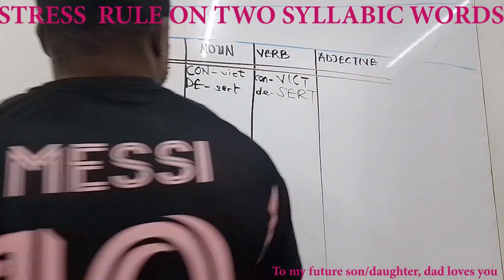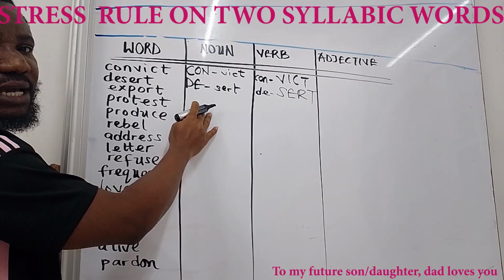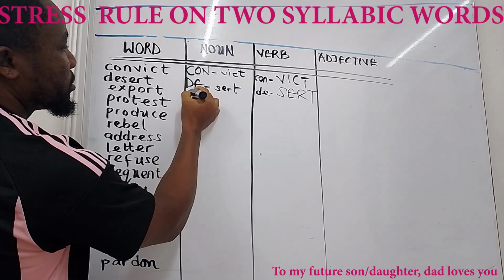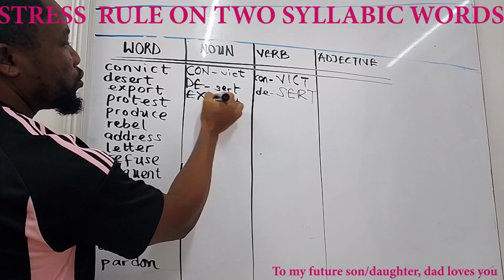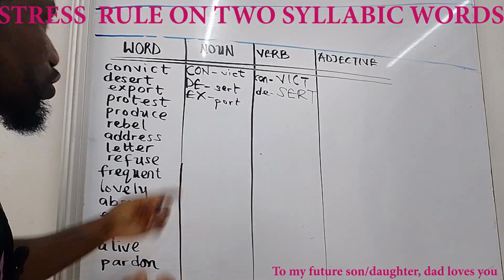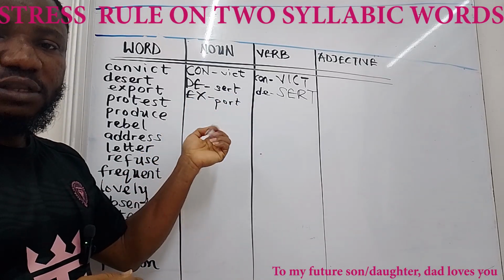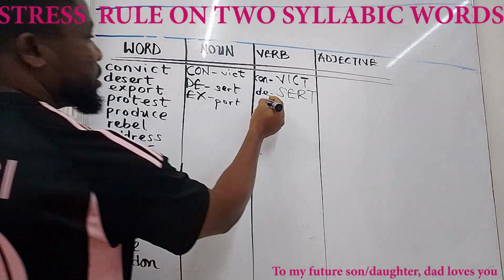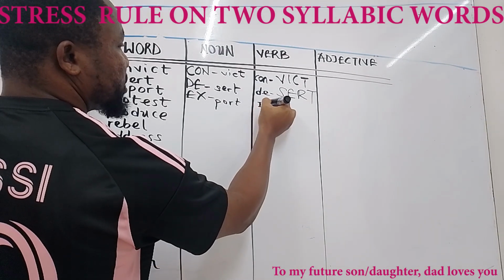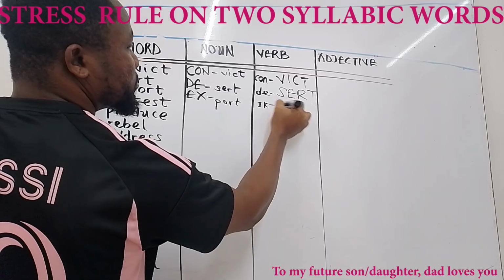Now for this, we have, for the noun, export. The stress is on the EX. That's the first syllable. Export. For the verb, we have export.